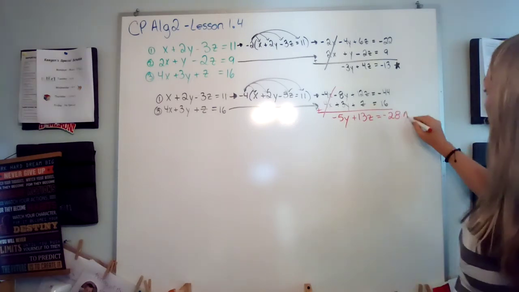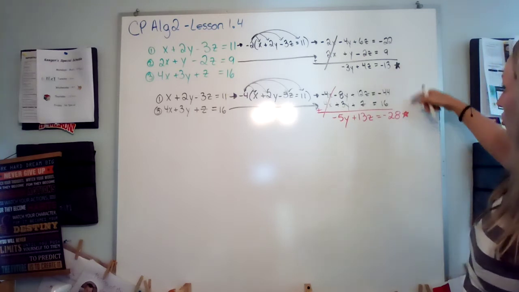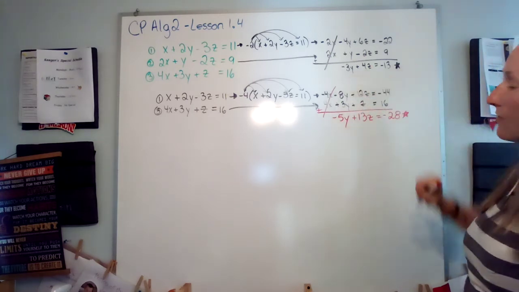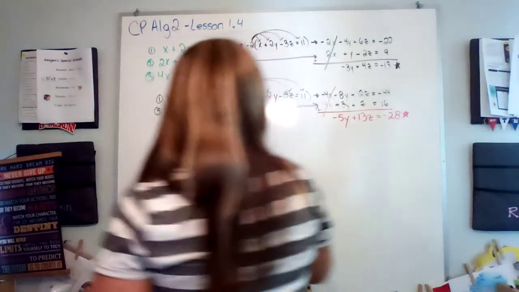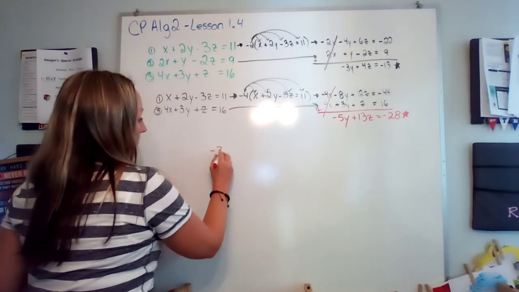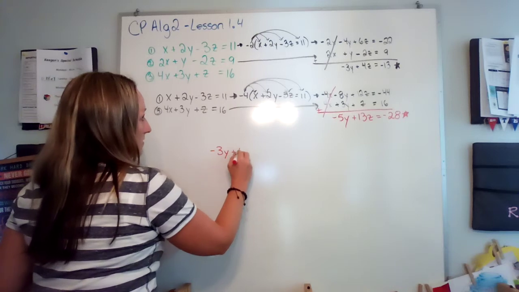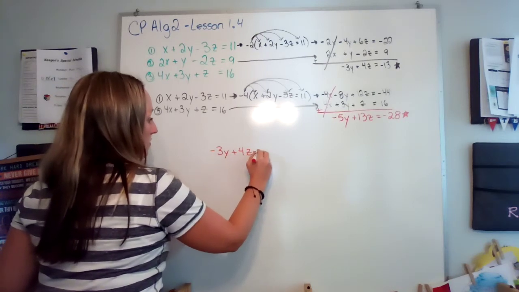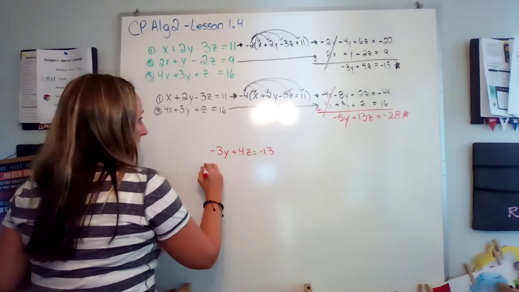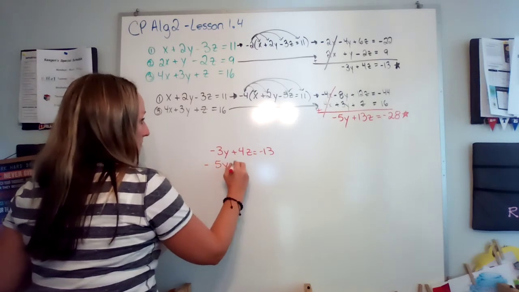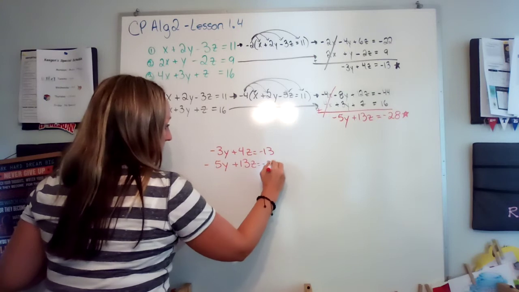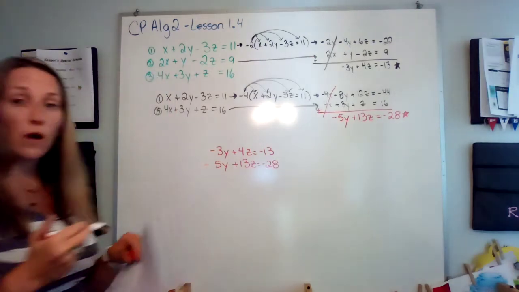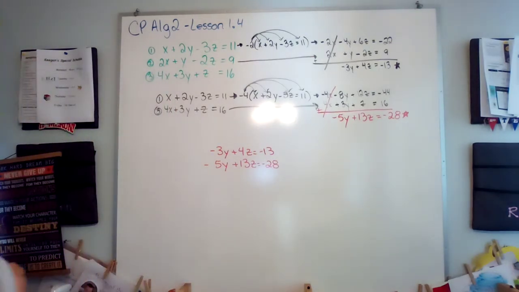Yep. All right, so now I call them my 2-star equations, my 2 equations which only have 2 variables, and they're the same variables. So I'm going to write them down in the middle here. So I have negative 3y plus 4z equals negative 13, and negative 5y plus 13z equals negative 28. Now this is an Algebra 1 problem. I still have to solve by either substitution or elimination.